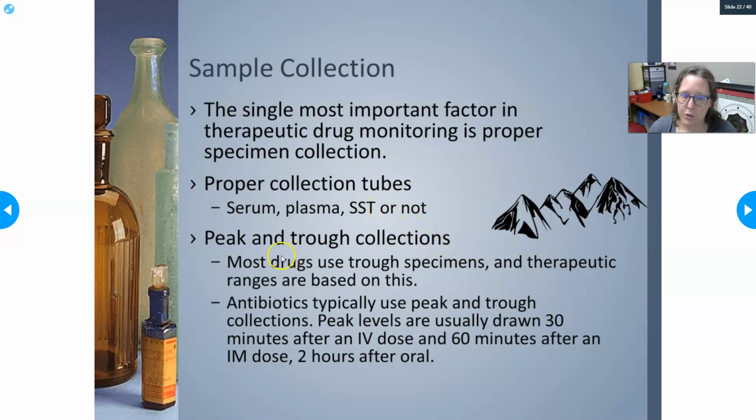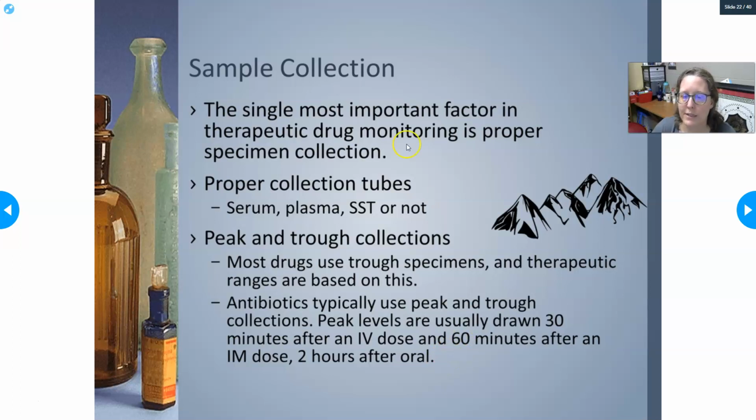Some institutions will do peak and trough collections, especially on antibiotics. The peak would be the highest level, the trough would be the lowest level. Usually they order the trough level first, after the patient has had at least a couple of doses, and the trough level will be drawn right before they get their next dose, so their blood level would be at the lowest at that time. Then they get their next dose, and the peak levels are usually drawn 30 minutes after an IV dose, 60 minutes after an IM dose, and 2 hours after an oral dose. That would theoretically be the highest amount.